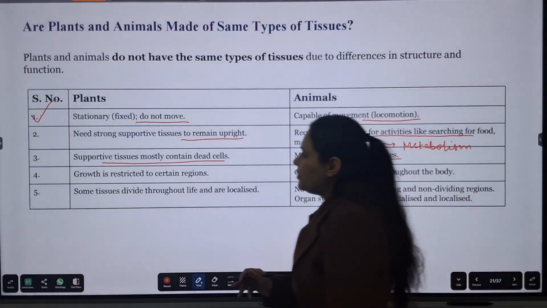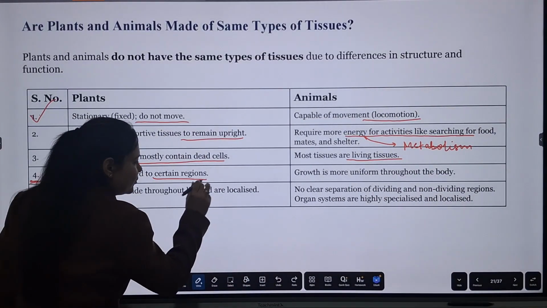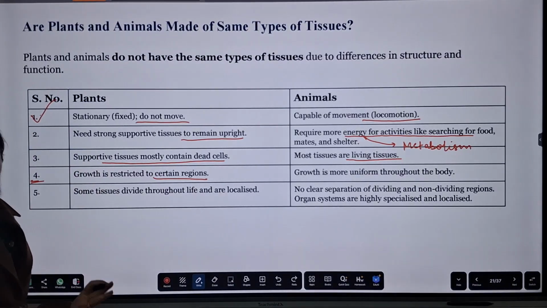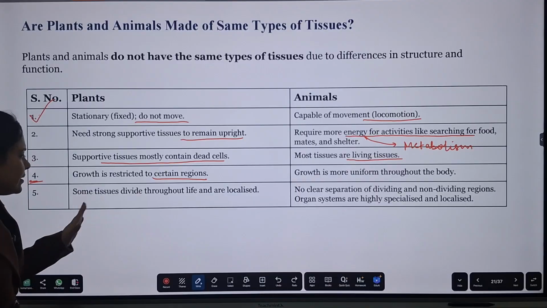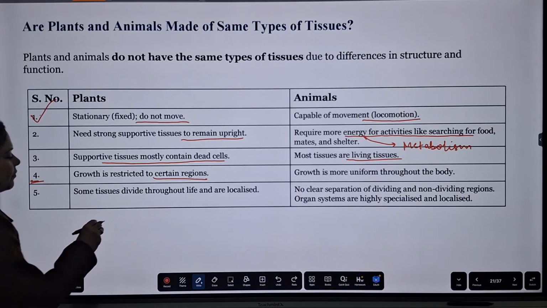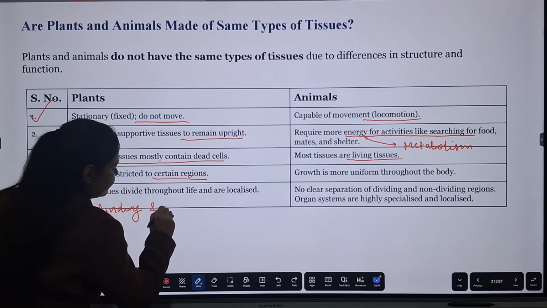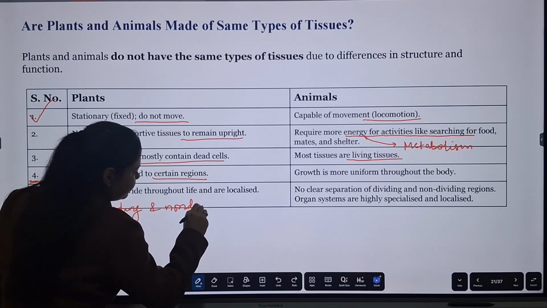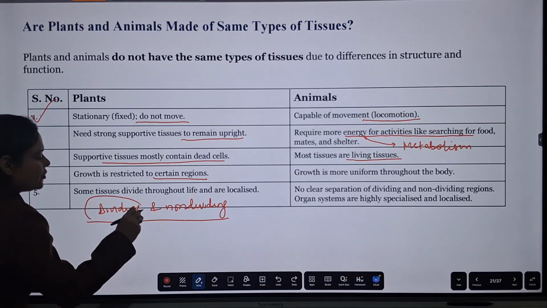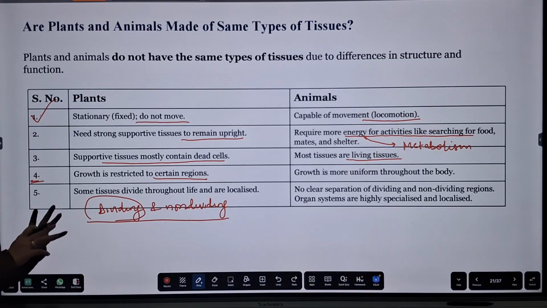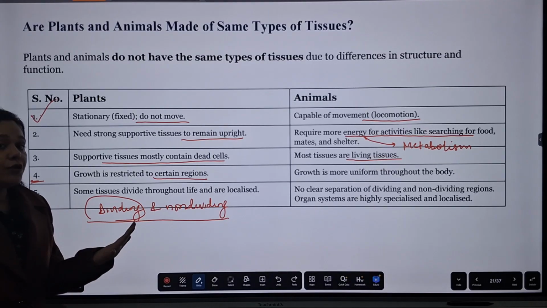Now let's see other differences. In case of plants, growth is restricted to certain regions. Growth is not uniform. As the plant develops, all plant parts are not developing at the same rate. This is because they have a division of dividing and non-dividing tissues. They have these two types of tissue, and dividing tissues are localized. They are present in certain regions, so that makes the growth of plants non-uniform.